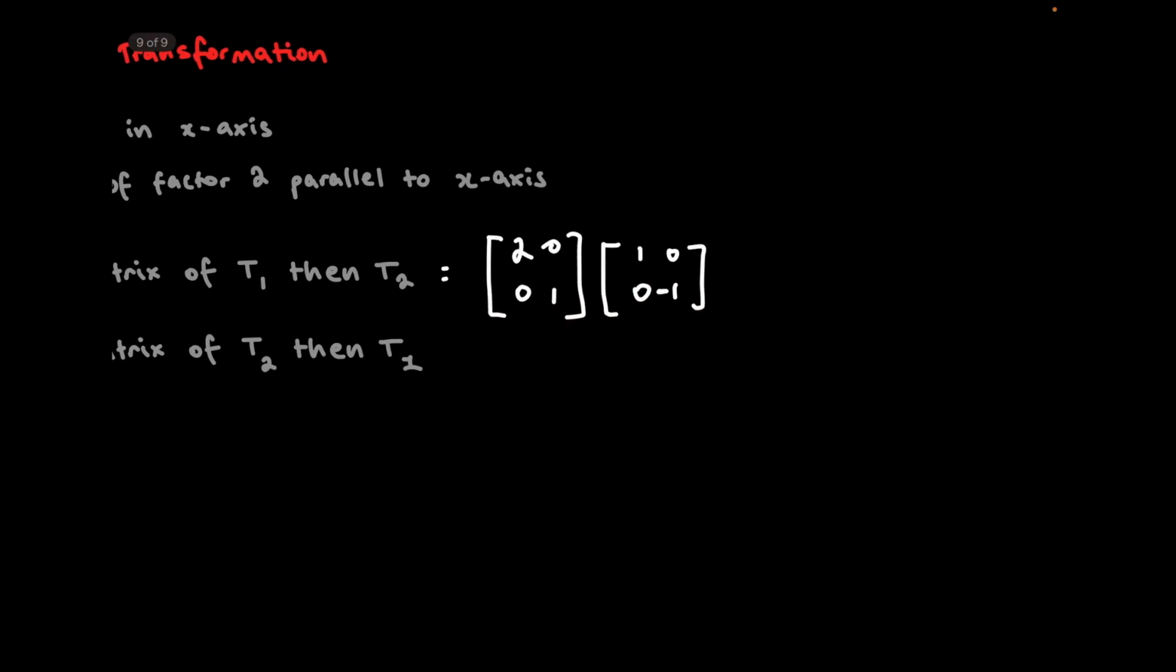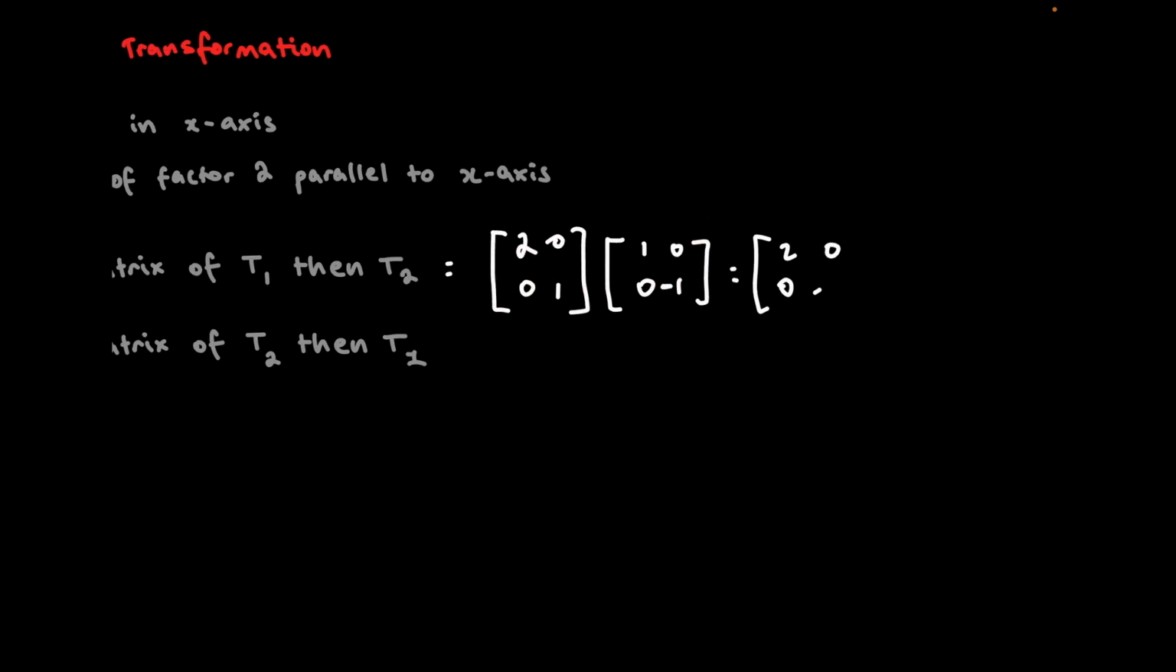Let us now multiply these two out. If you multiply (2, 0) with (1, 0), you will get 2. Then (2, 0) with (0, negative 1) gives you 0. (0, 1) with (1, 0) gives you 0, and then (0, 1) with (0, negative 1) gives you negative 1.